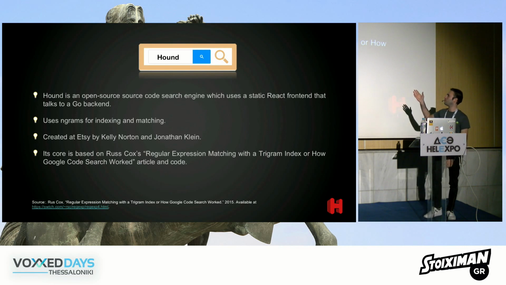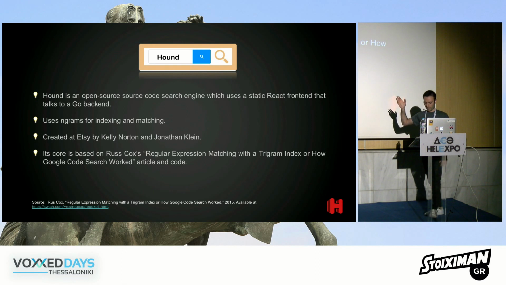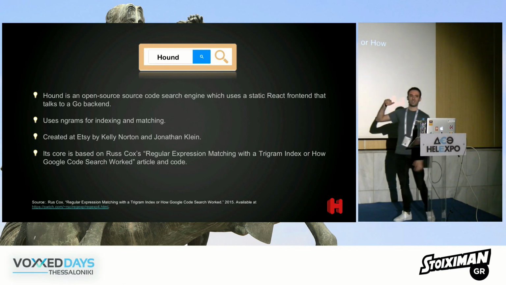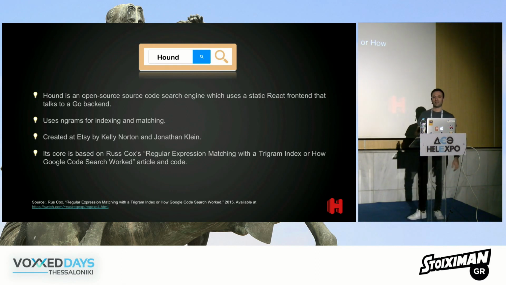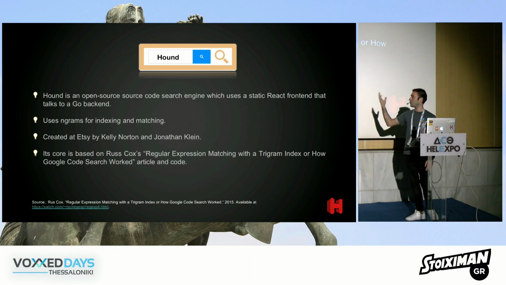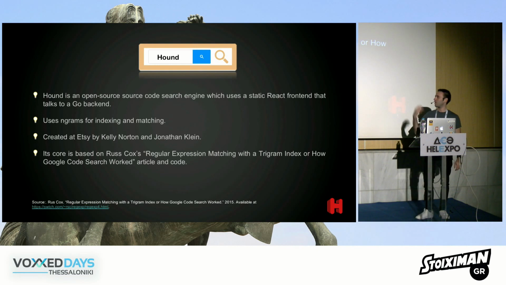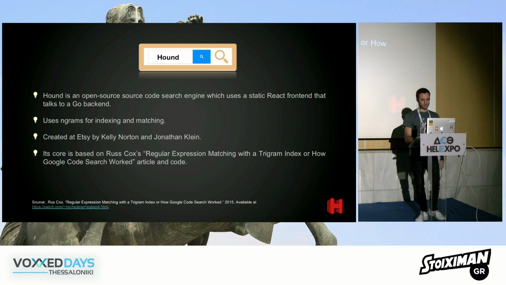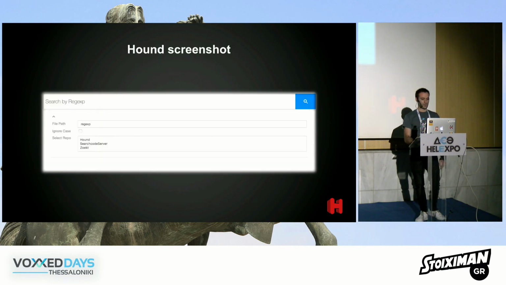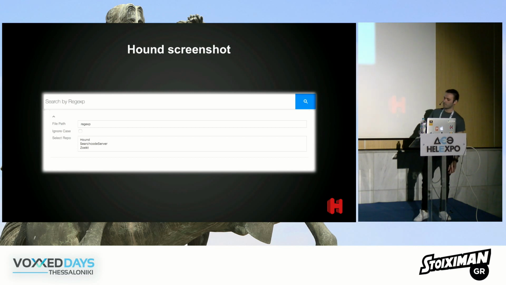The core version of Hound is based on that paper from Russ Cox, where he is giving insights on how Google Code Search, for those who have used that service back in 2006, used to work. It has been deprecated, unfortunately, now. And the implementation is based on that. That's, again, a screenshot of that service.